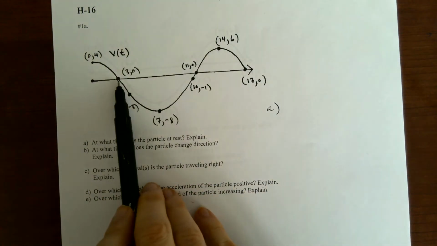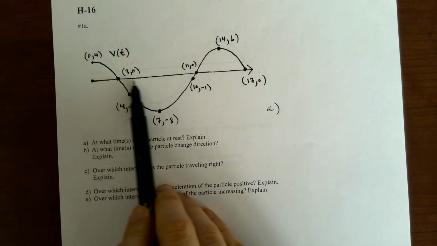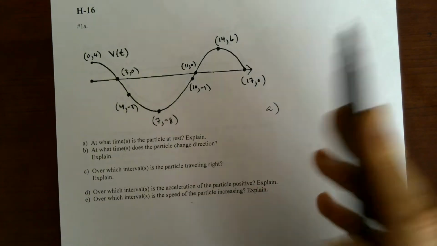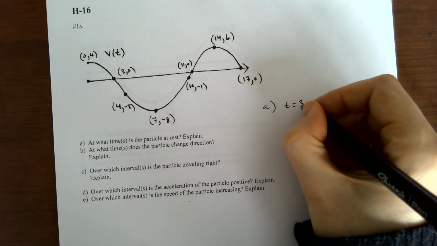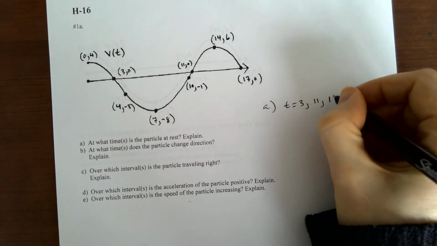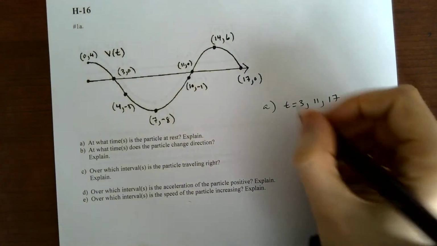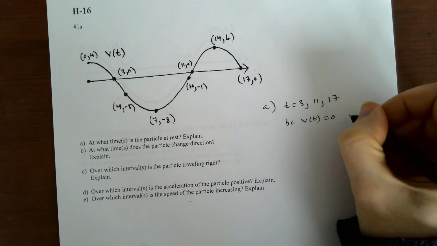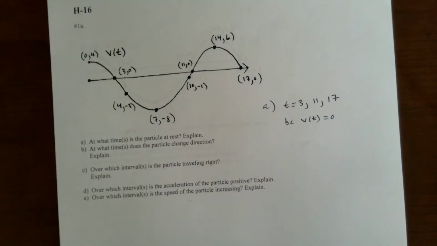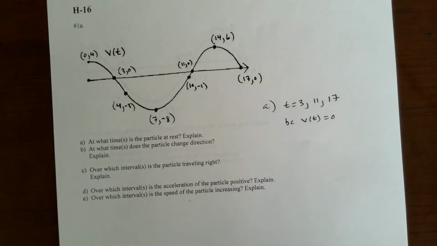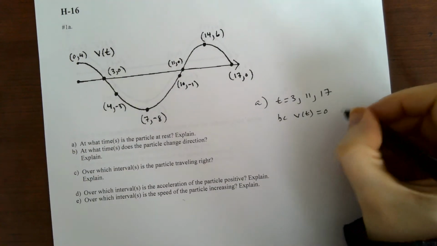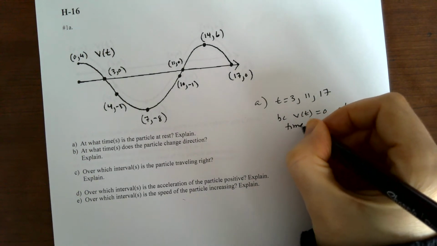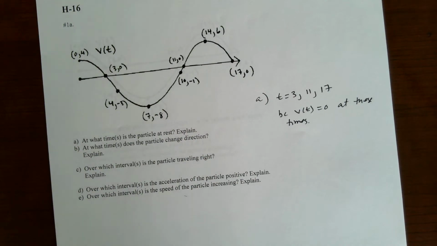So it's going to be 0 when it crosses the x-axis. So right here at 3, again here at 11, and at 17. At t equals 3, 11, and 17. And then they're asking why, and we'll say because v of t equals 0. And I wrote in my notes "at these times" because I just thought it sounded better. So let me say that: because v of t equals 0 at these times. You could just say because v of t equals 0, that's fine.